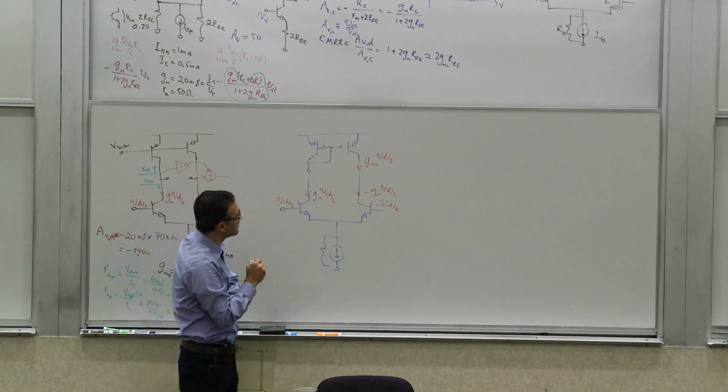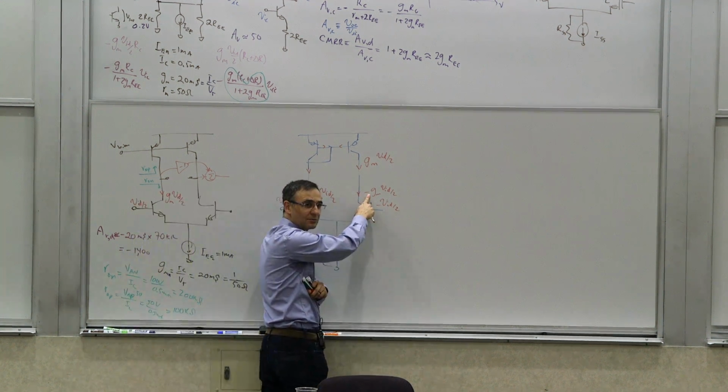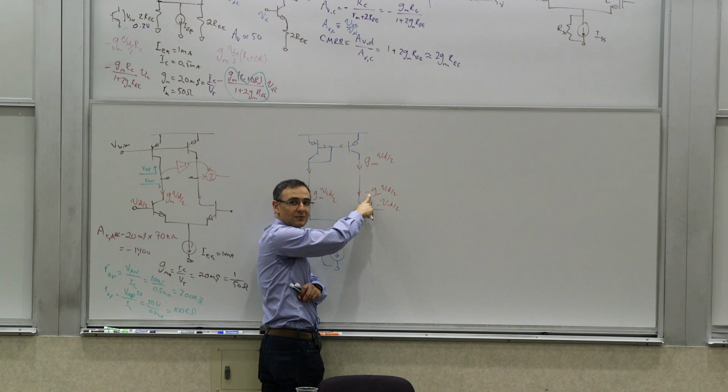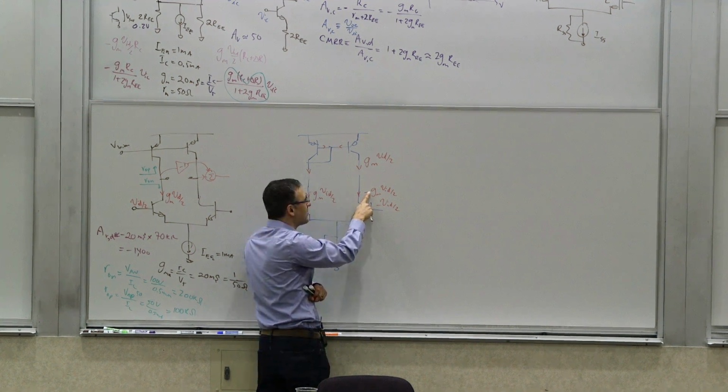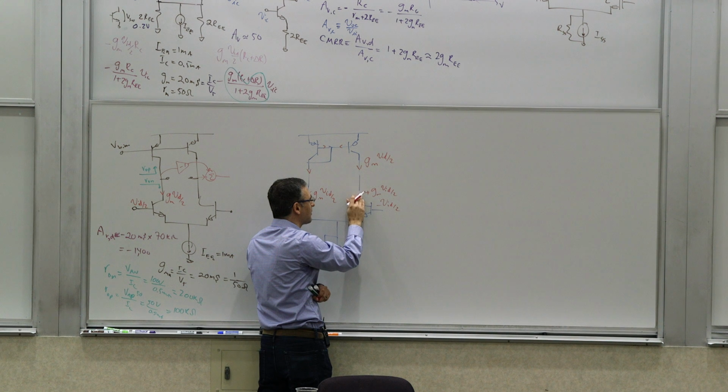Now look at the polarities of these things. This is negative gm VID. So I want everyone to look here. Look at this for a second. So do you agree that I can make this a plus and change the polarity of this thing?